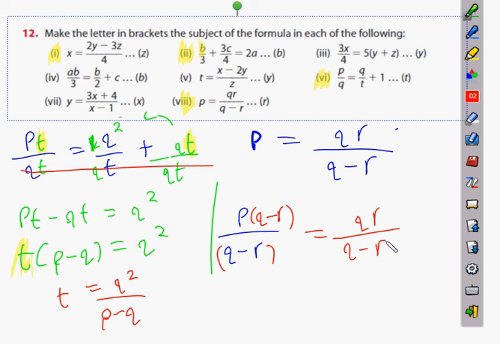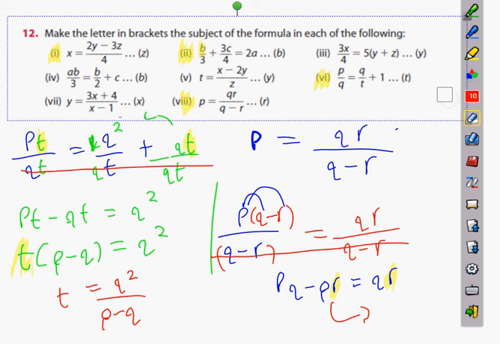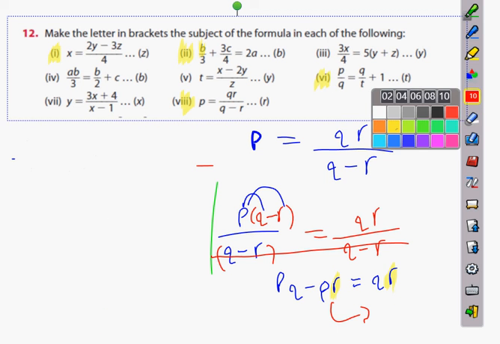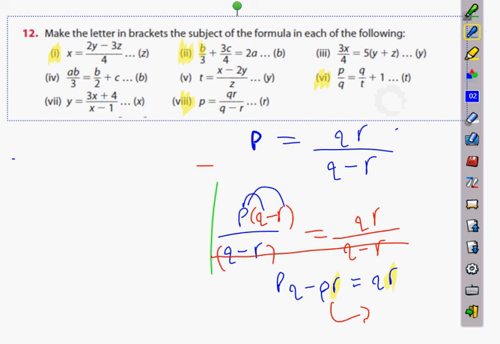What happens to the Q minus R's on the bottom? What can I do next? PQ minus PR equals QR. What's the letter that we need to get on its own? R. One suggestion is we bring this one to this side, and what we get then is PQ equals QR plus PR.